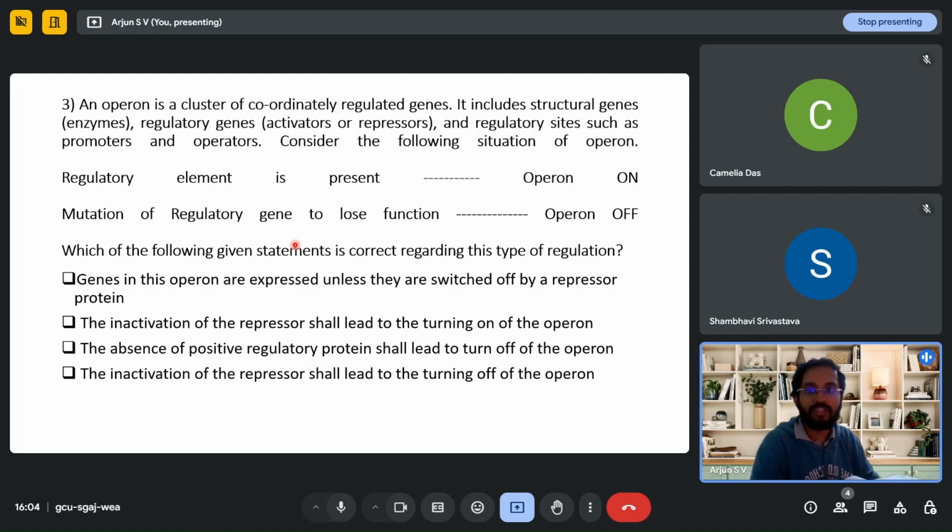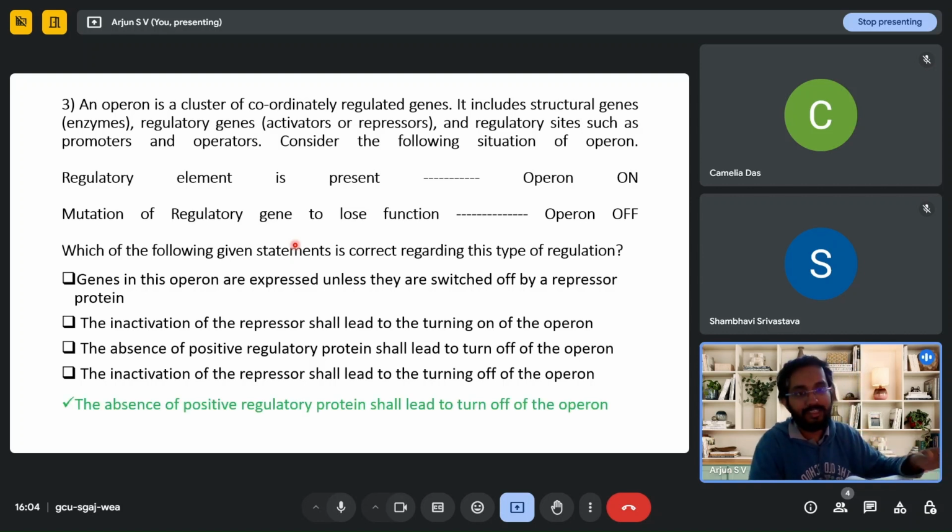In positive regulation, if the regulatory element is present, the operon will be on. That implies that if the regulatory element is not there, then the operon will be off. So the correct option is option C: the absence of positive regulatory protein shall lead to turn off of the operon.